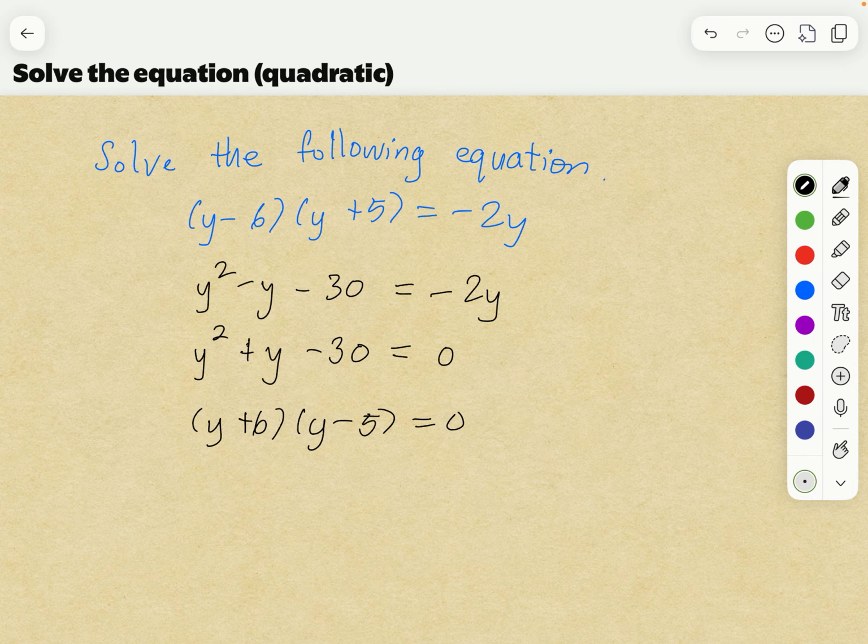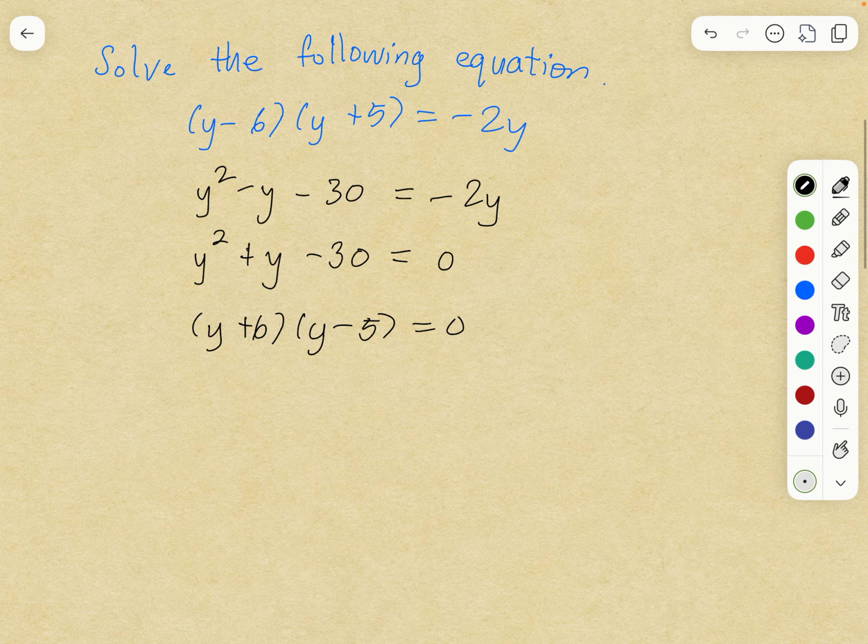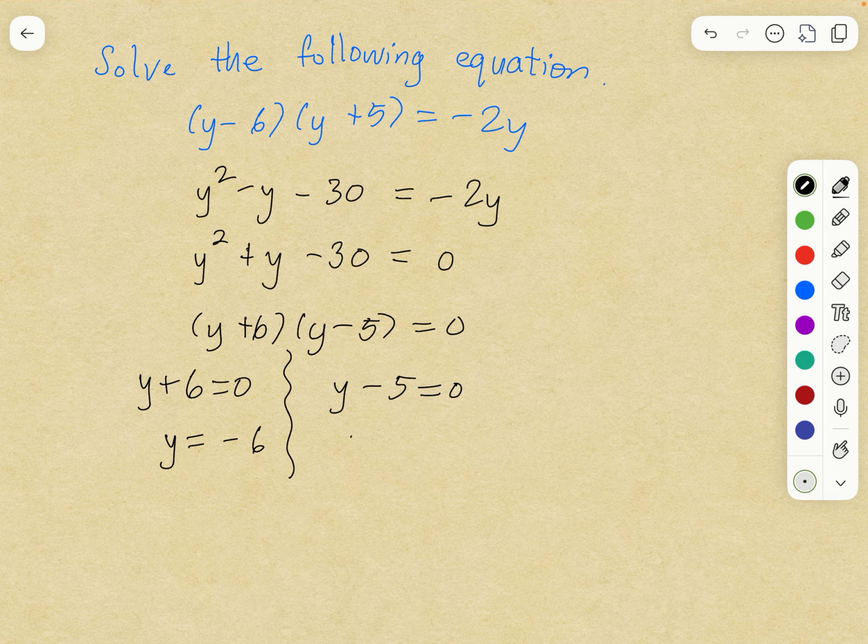So now I have a product that equals 0. That means that one of my terms has to be 0. So then I draw the squiggle, and then I set each of these equal to 0. y plus 6 equals 0, and y minus 5 equals 0. So for y plus 6 equals 0, you subtract 6 and get y equals negative 6. And for y minus 5 equals 0, you add 5 to both sides, you get y equals 5.